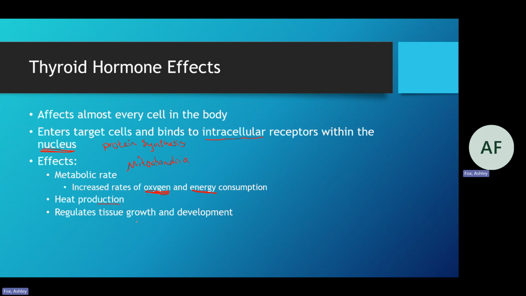Thyroid hormone is also needed for working synergistically with growth hormone, so it regulates tissue growth and development as well. Everything is increased with thyroid hormones. You increase your oxygen consumption, you increase your nutrient consumption because you're making more ATP, you increase your heat, you increase everything. So it's all metabolism up.